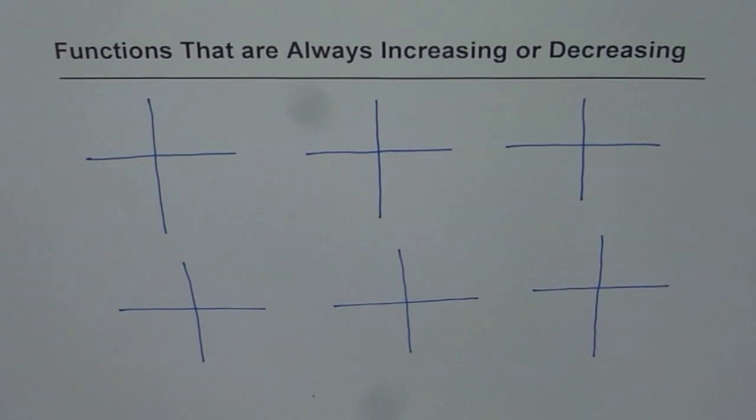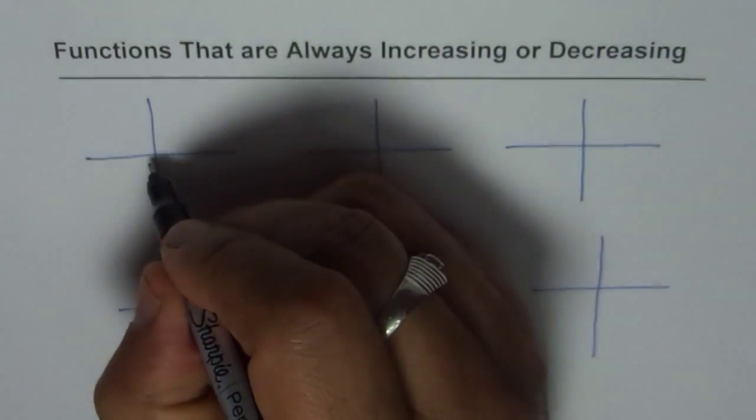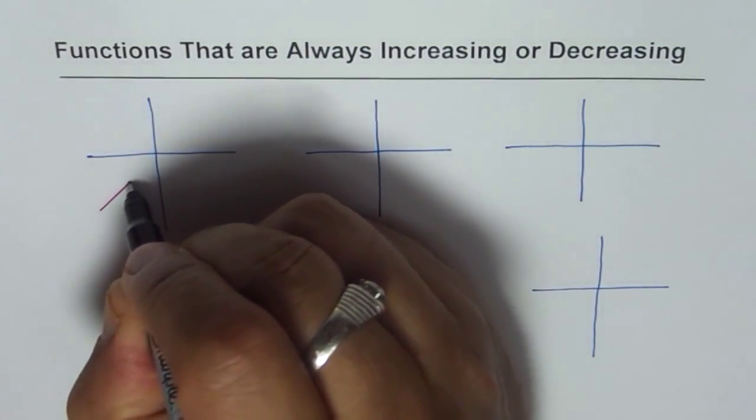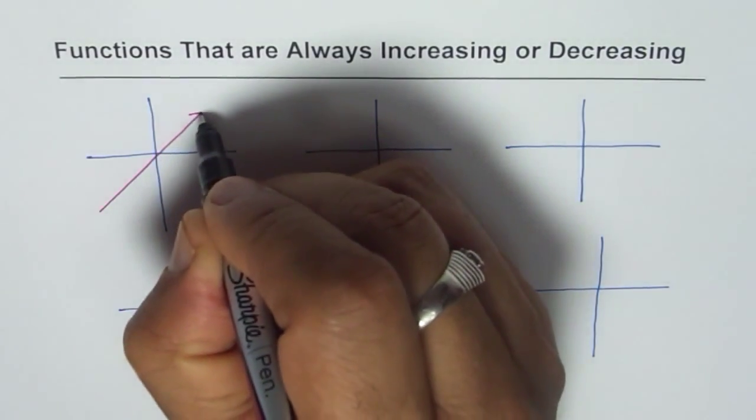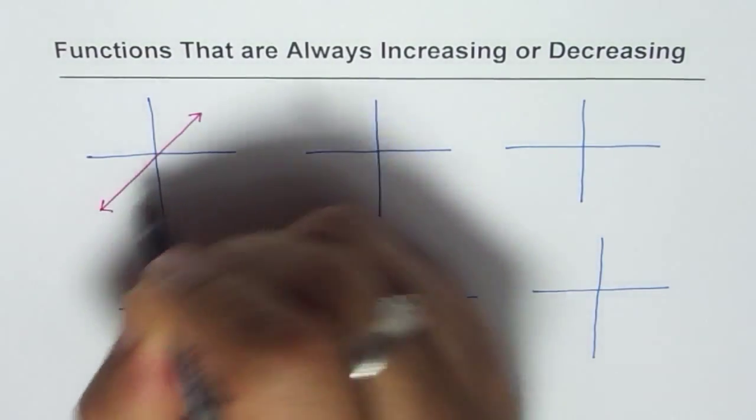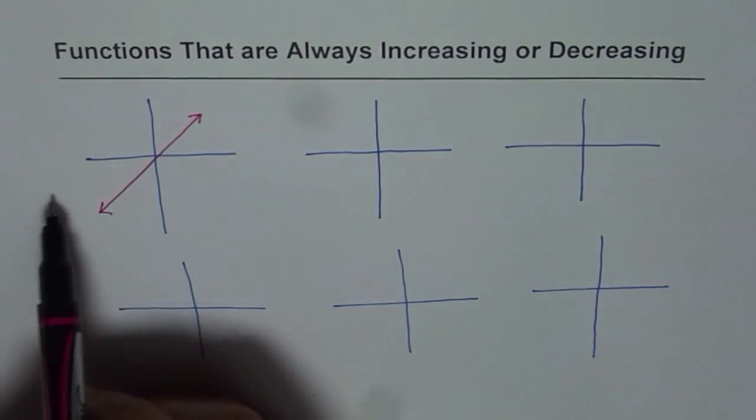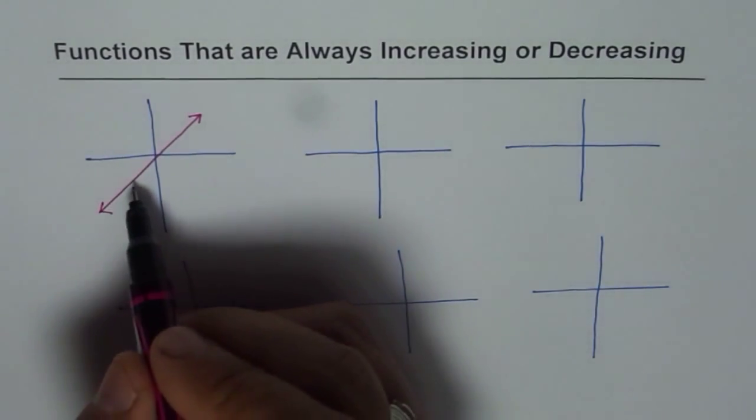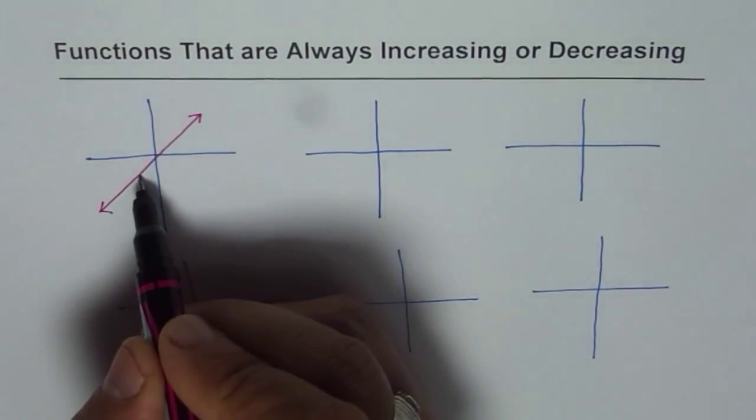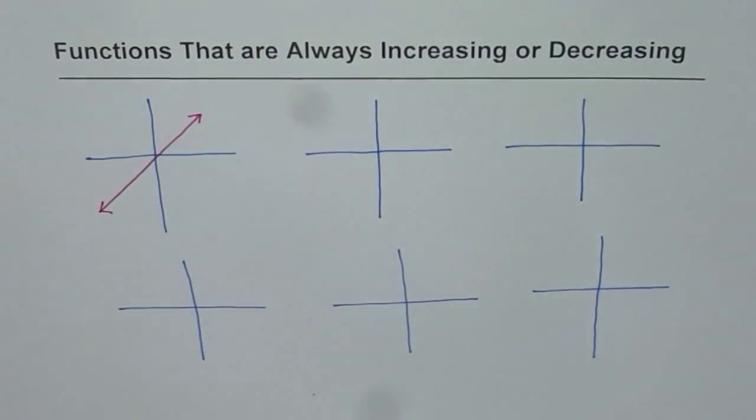So what you can do is, you can pause the video, sketch a few functions which are always increasing or always decreasing in their domain. So one of the functions, y equals x, is a straight line, and it is always increasing. If we see from left to right, then the value of the function for a higher value of x is always higher, right?